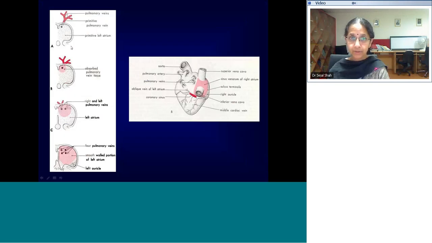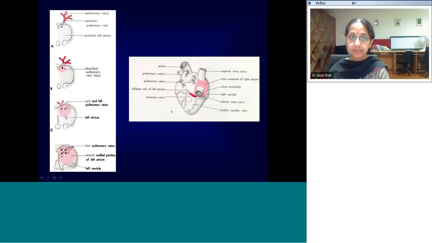Now what happens to the left atrium? Initially you have a single primitive pulmonary vein at the posterior aspect of the left atrium, which opens into the left atrial cavity. The single primitive pulmonary vein has two tributaries, which further have four tributaries. Slowly there is resorption of this pulmonary vein into the left atrial wall, because of which you have two openings, the right and the left, and further resorption into the posterior wall of the left atrium makes the four separate openings of the pulmonary veins.